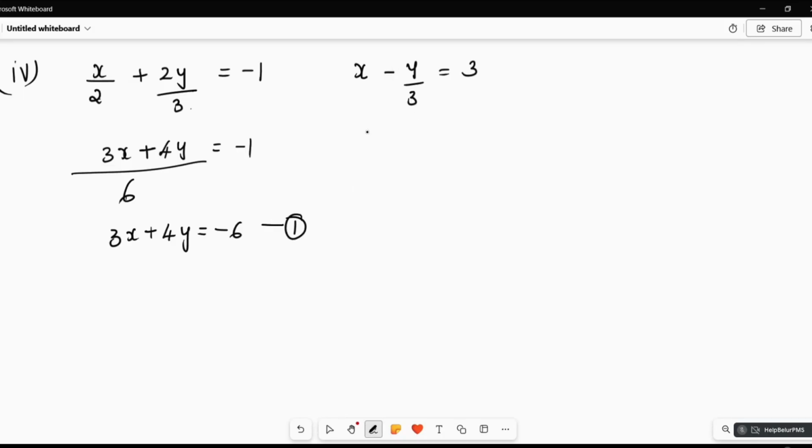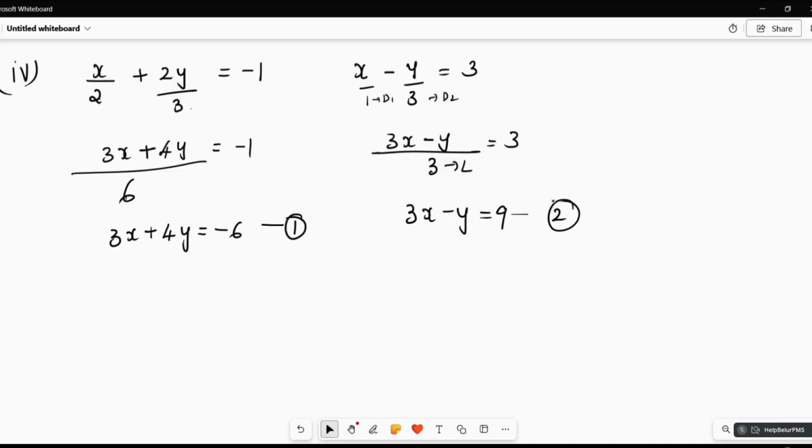What about this? Here LCM of 1 and 3 will be 3. LCM by denominator here, first one, 3 by 1 is 3. That 3 you have to multiply with the numerator. You will get 3x. Minus, 3 by 3 is 1. 1 into y. 1 into minus y will be minus y only. That is equal to 3. Now 3 into 3 is 9. So 3x minus y is equal to 9. Second equation.